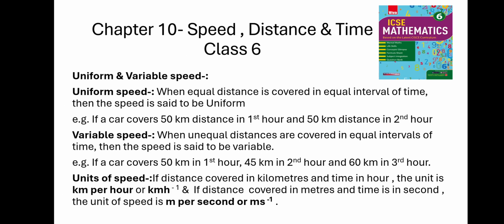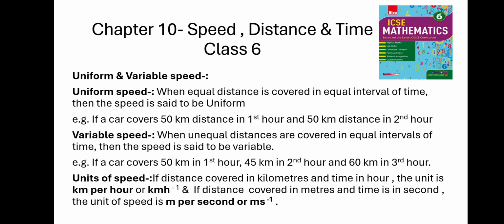So first, uniform and variable speed. Uniform speed: when equal distance is covered in equal interval of time, then the speed is said to be uniform. For example, if a car covers 50 km distance in first hour and 50 km distance in second hour, that is called uniform because it has not changed the distance. In first hour it has covered 50 km and in the second hour also the same distance is covered. So speed would be the same.